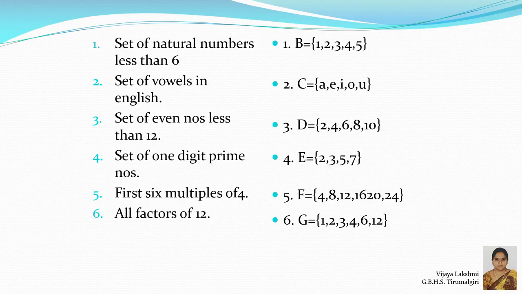First 6 multiples of 4. So, the first 6 multiples are 4, 8, 12, 16, 20 and 24. So, F is a set containing elements 4, 8, 12, 16, 20, 24. All factors of 12. So, all the numbers which divide 12 without leaving a remainder. Those are 1, 2, 3, 4, 6 and 12. So, G is a set containing the elements 1, 2, 3, 4, 6 and 12.